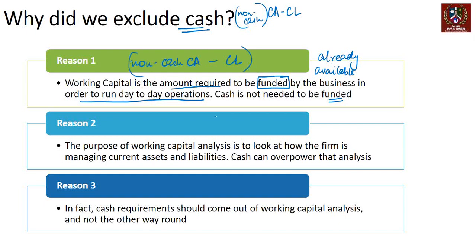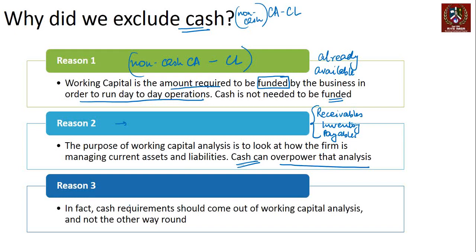That's reason one. Reason two, typically when you look at working capital analysis, you want to find out how good is the firm in managing receivables, how good is the firm in managing inventory, how good is the firm in terms of managing payables, right? Individual components, how good is it in managing these three? When you use cash, sometimes cash can overpower that analysis. We will look at an example of this in a moment, right?